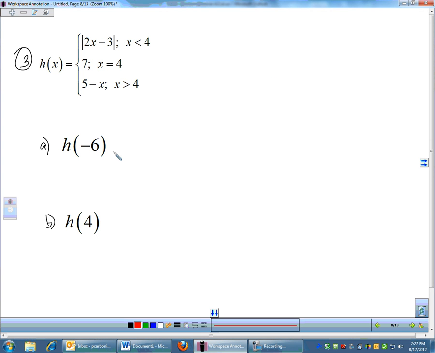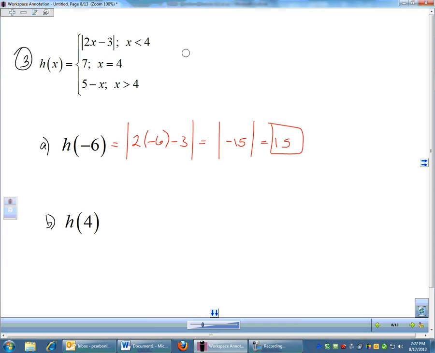All right. Let's see. -6, another piecewise function. -6 is less than 4, so I'm going to plug in -6 up here. That's an absolute value function. So the absolute value of 2 times -6 minus 3. That's the absolute value, -12. Minus 3 is -15. The absolute value of -15 is +15. There's your answer. Notice this is a 3-part piecewise function, which is fairly common.